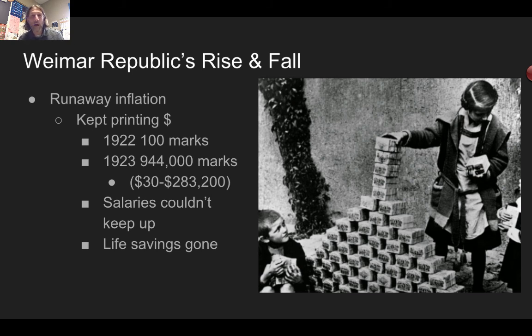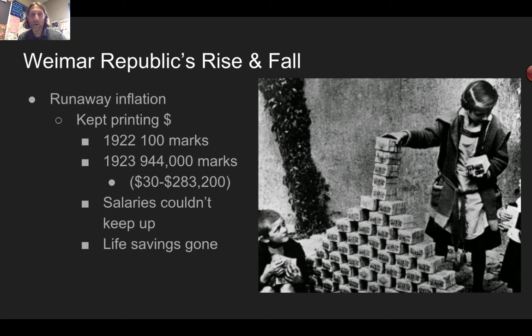So in response, the Weimar Republic just keeps printing more and more money. Here's a picture of a group of kids stacking this money up because it's essentially worthless. To illustrate this point, something that cost 100 marks, essentially the German dollar, in July of 1922, a year later cost 944,000 marks or dollars. Again, I'll try to put it in perspective.